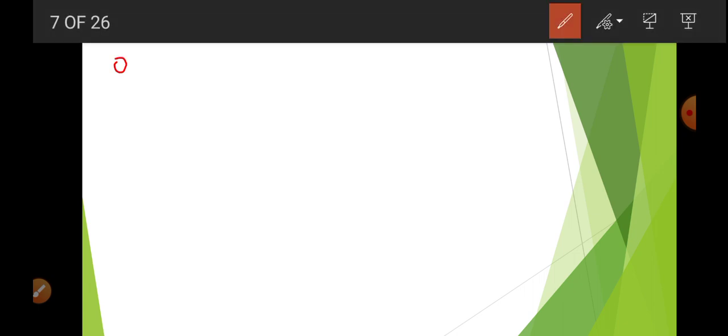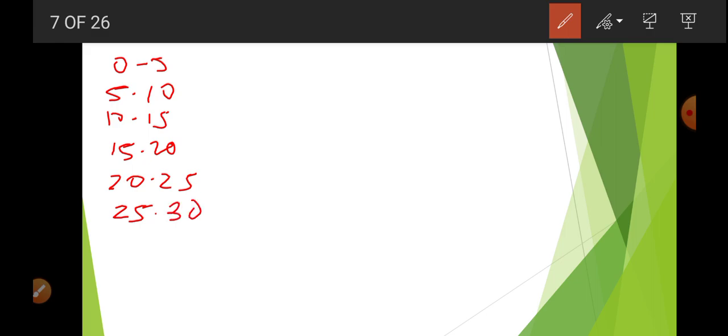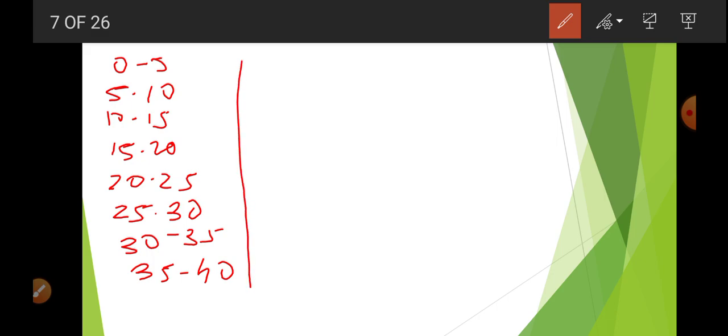So the series will be 0 to 5, 5 to 10, 10 to 15, 15 to 20, 20 to 25, 25 to 30, 30 to 35, and 35 to 40. How did we calculate this? You just have to find the starting limit. All the upper limits are already given, there is a gap of 5, so in this way it starts from 0 to 5.